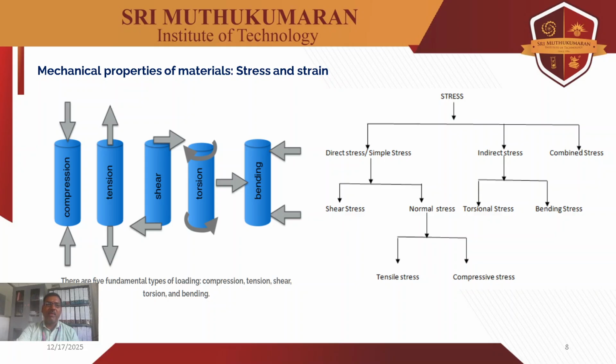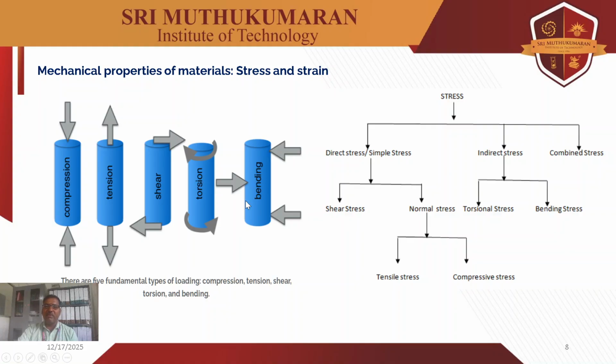Another one, the mechanical properties of material, stress and strain. There are five fundamental types of loading: compression, tension, shear, torsion, and bending. After testing this material in the lab, all these testing conditions are applicable for our lab. This is compression stress, the tension machine for tensile, shear, bending like the flexural strength, and torsion.